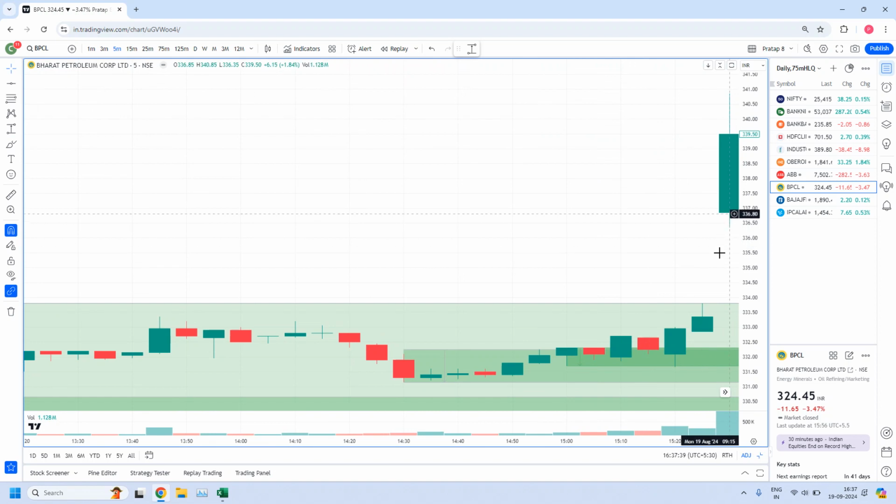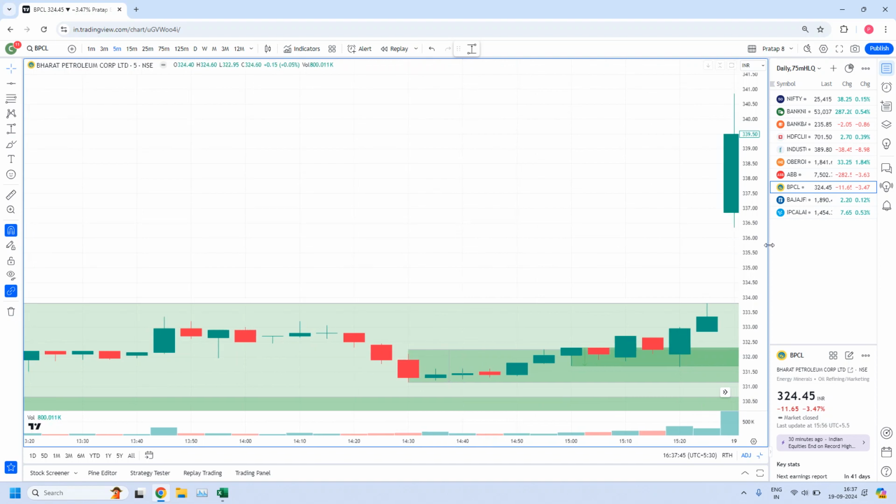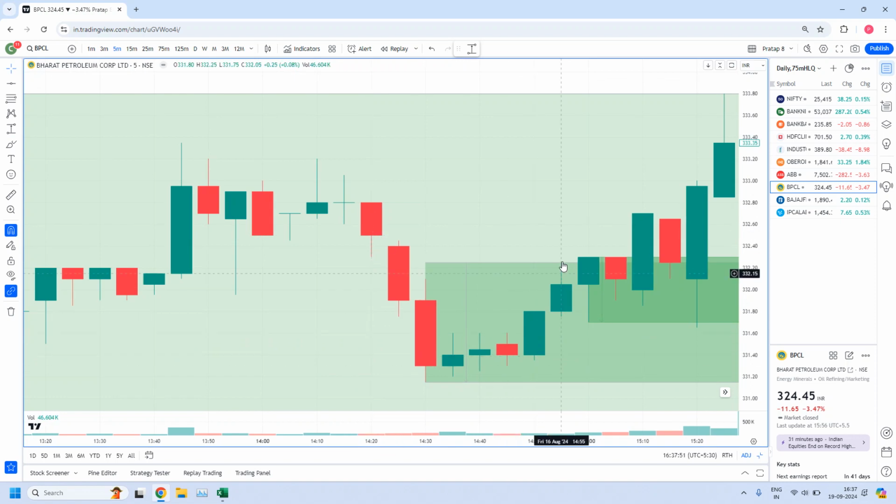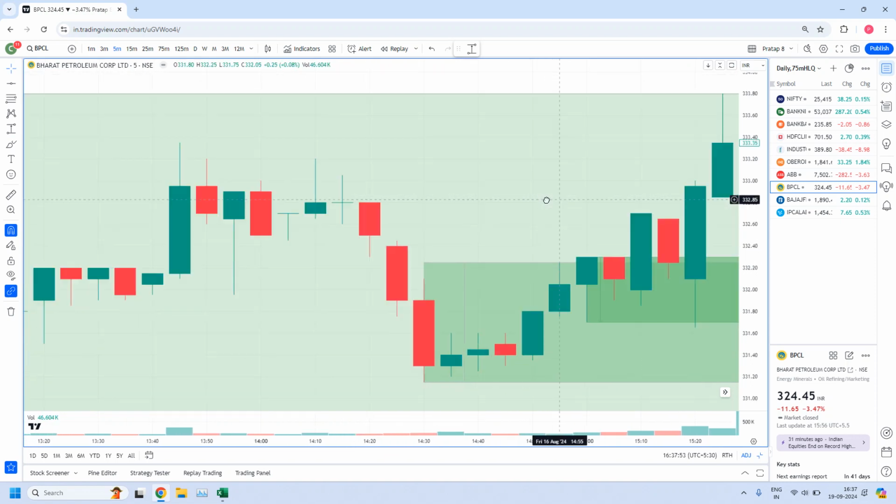Because of this gap, all these candles look like small candles. This is a problem with the TradingView software. Because of these gaps, the earlier candles are becoming very small. So that's why when I analyze, I close the gap and then I look into the charts.